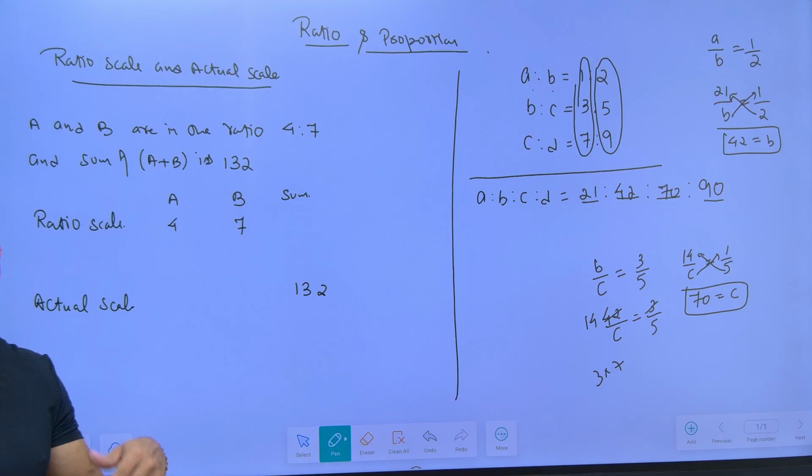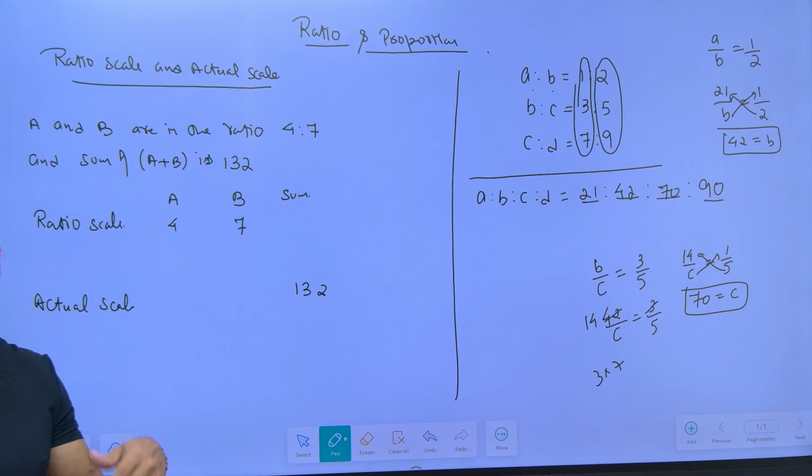Now this multiplying factor you have to multiply with other ratios also. Means 7 into 12. How much? 84. And 4 into 12. 48. Now even if you add these two numbers, see, it will give you 132. So this, why we use this?